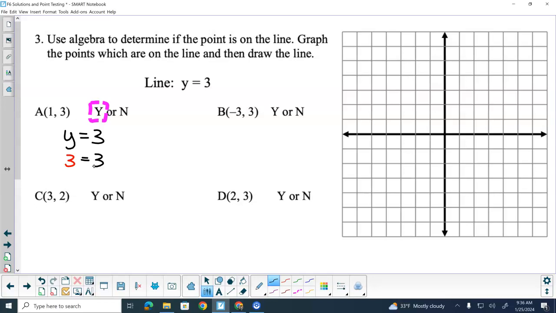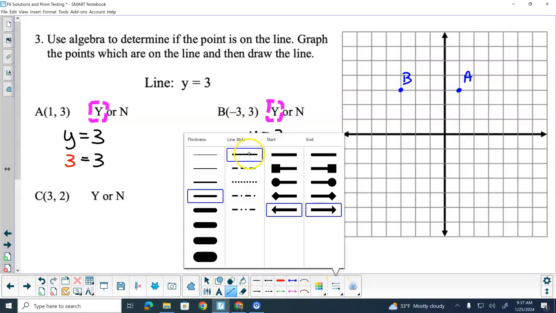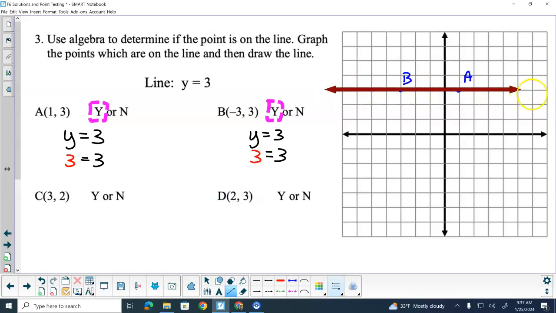B, yay or nay? Yeah, B's on the line. Because again, if I plug in y equals 3, I'm only plugging in that y value, and that's just 3, and 3 is equal to 3. So that one's on the line. So the point 1, 3 is right there. That's the point A. Negative 3, 3 is right there. That's the point B. I now have enough information to draw in my line right there.